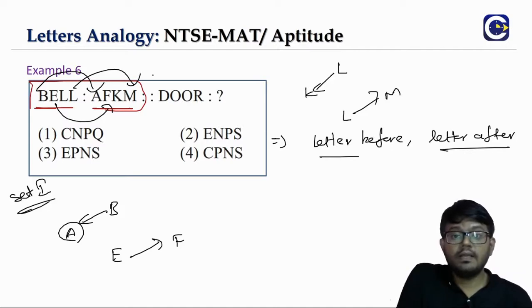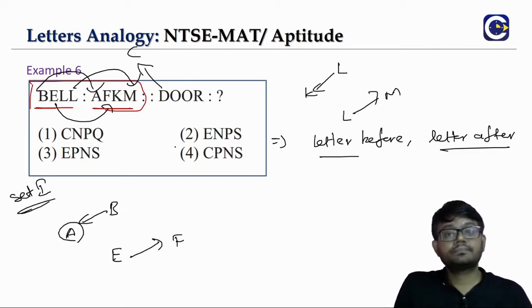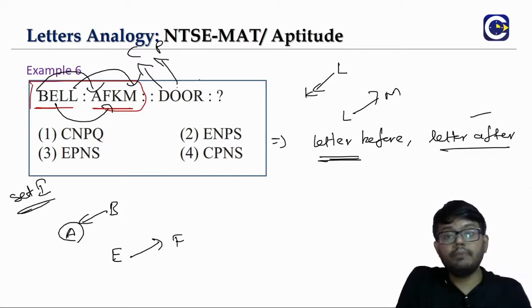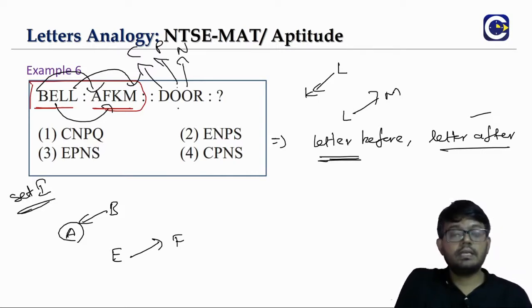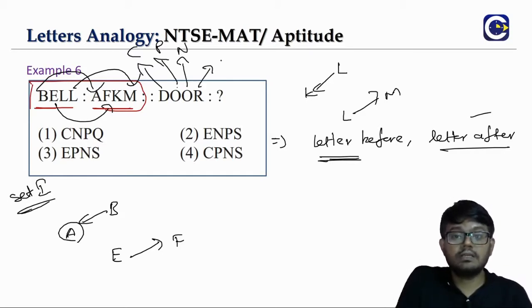We'll apply the same thing. D, what will come before D? C will come. Then we have to choose the letter after. What will come after O? P. Then we have to choose the letter before. What will come before O? N. Then we have to choose the letter after. So what is the sequence? Letter before, letter after. What will come after R? S.